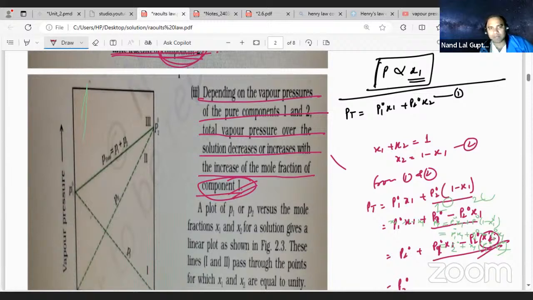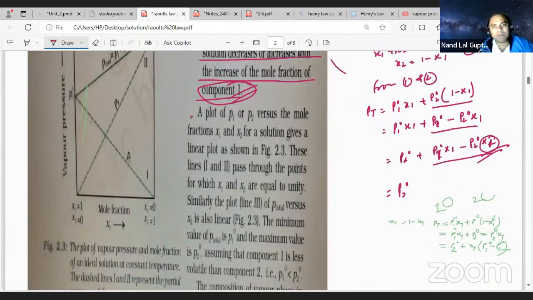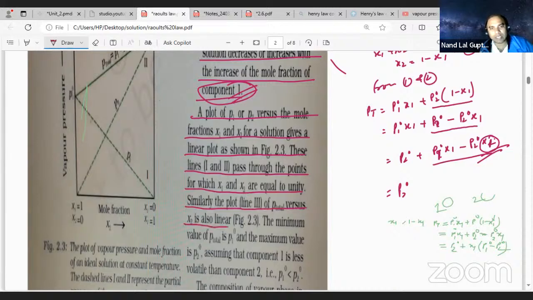Now let us see the graph. It is an important graph sometimes. A plot of P1 and P2 versus the mole fractions x1, x2 for a solution gives linear plots. These lines 1 and 2 pass through the points where x1 and x2 are equal to unity. Similarly, the plot of total vapor pressure against x2 is also linear. The minimum value of P total is P1 naught and the maximum value is P2 naught, assuming component 1 is less volatile than component 2.